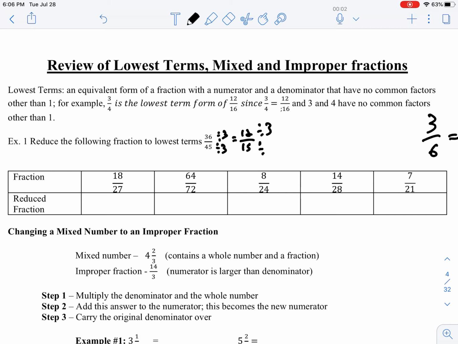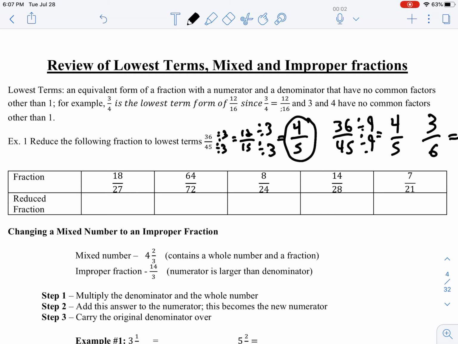Divide by 3, and I get 4 out of 5. And that is the fraction reduced all the way. Now, could I have taken 36 out of 45 and divided by 9 right away and gotten 4/5? Yes. So you can see that there are multiple ways in order to reduce a fraction.